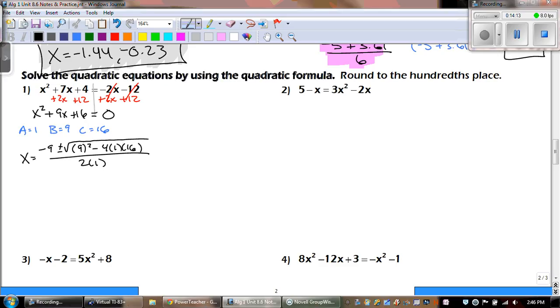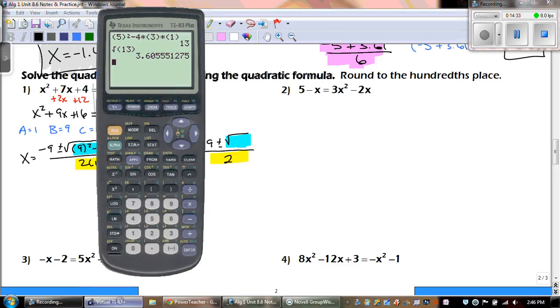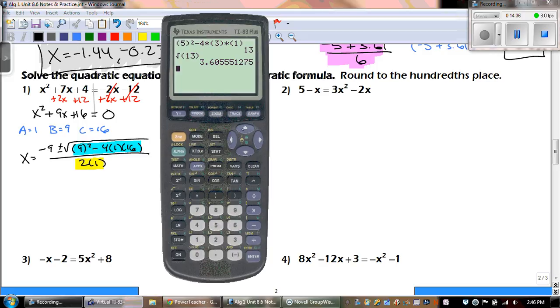All right, now in my next line, remember, all I'm doing is what's underneath the square root, I'm sorry, and what's underneath. Okay, 2 times 1, guys, come on, we can do that. All right, so underneath the square root, we have 9 squared minus 4 times 1 times 16. Okay, and I got 17.